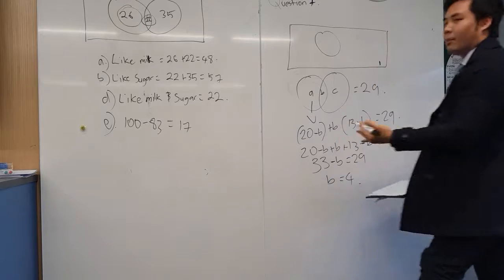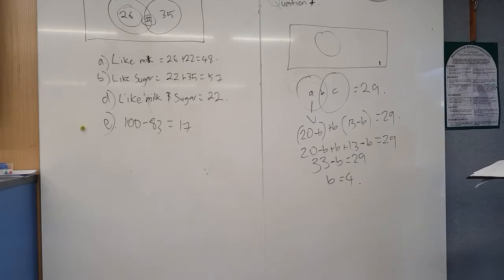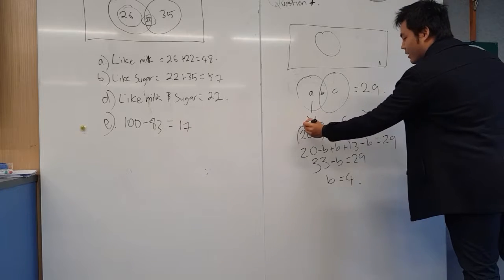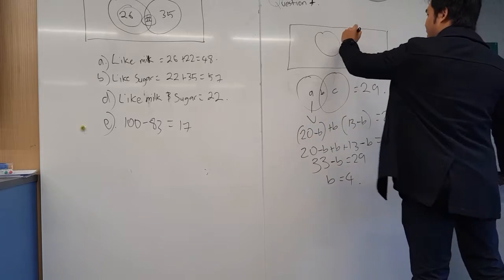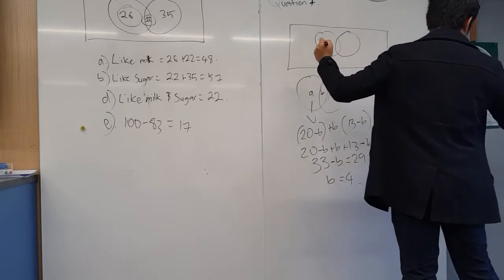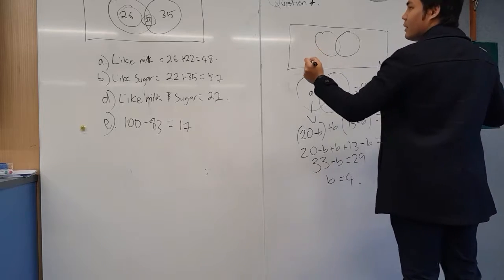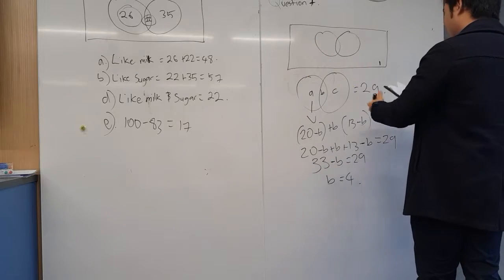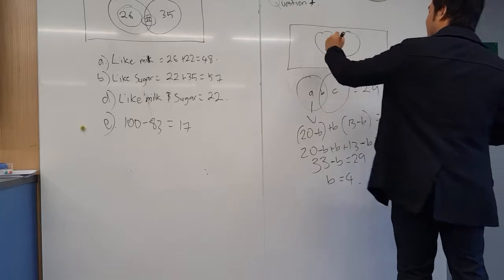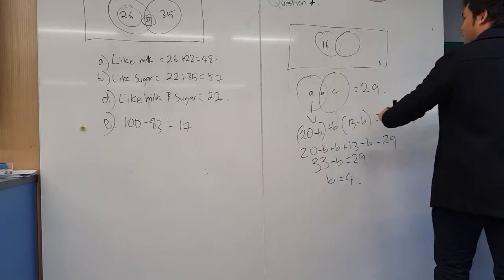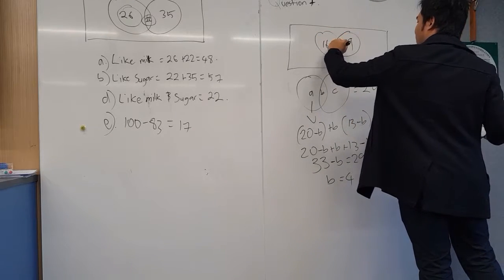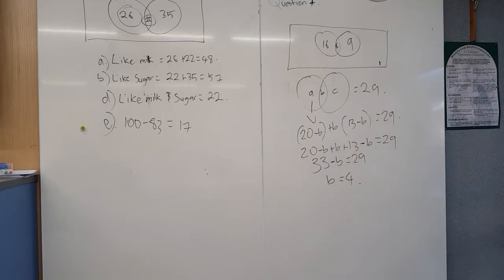So I skipped a couple of steps. Now if I substitute it back into here, 20 minus B, what do I get? What answer, guys? 16. Yeah, 16. And then 13 minus 4 is 9, and 4. And that's the answer.